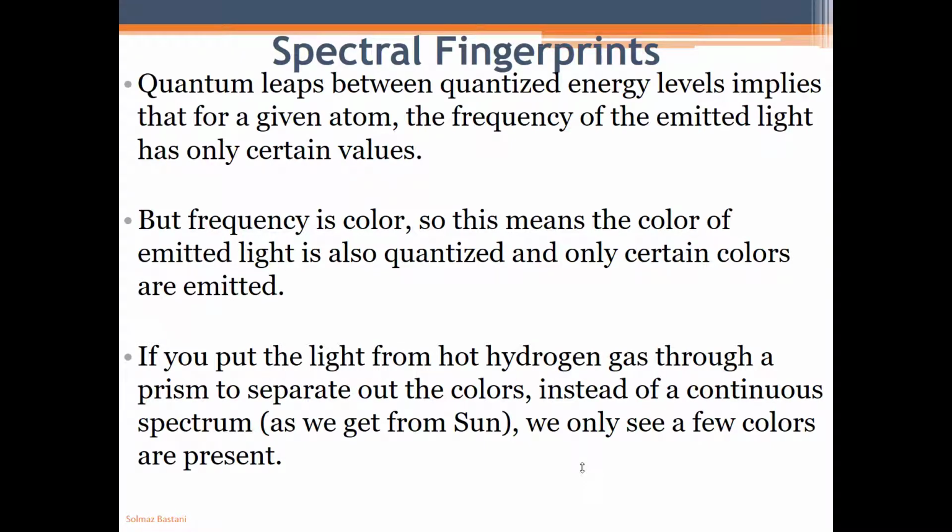Since the frequency of the emitted light is quantized too, because the energy is of course quantized, this means that the emitted light has only certain colors, because the frequency is color. So the color of the emitted light is also quantized and only certain colors are emitted. For example, if you put the light from hot hydrogen gas through a prism to separate out the colors, instead of a continuous spectrum, which is what we get from the sun, we only see a few colors that are present in that emission spectrum.